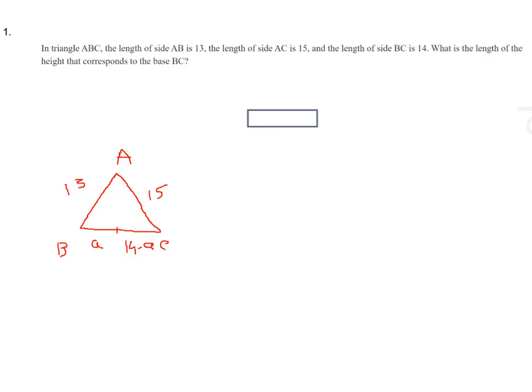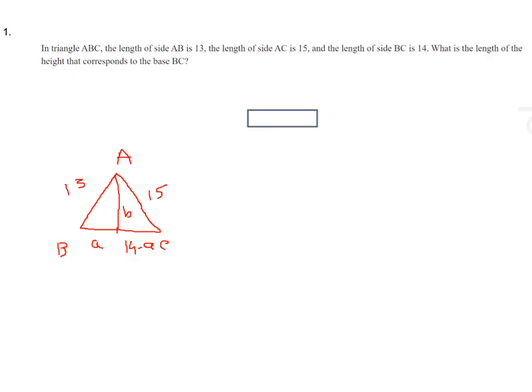Suppose we have divided BC into a and 14 minus a. If we add both of these values, that is a plus 14 minus a, we will get BC equal to 14. Now here is the height b. What can I do now to find out the value of b, that is the height?